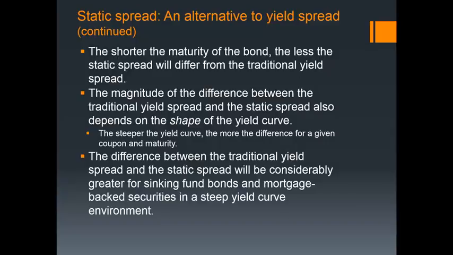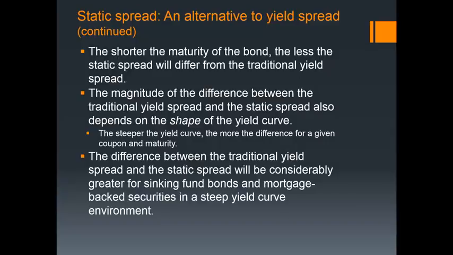And the yield premium, just by simply taking the difference between the yield to maturities, will not be accurate because we're not taking into account the term structure of interest. Now, the difference between a traditional yield premium and the static spread really depends on the shape of the yield curve, and it depends on the maturity of the bond.